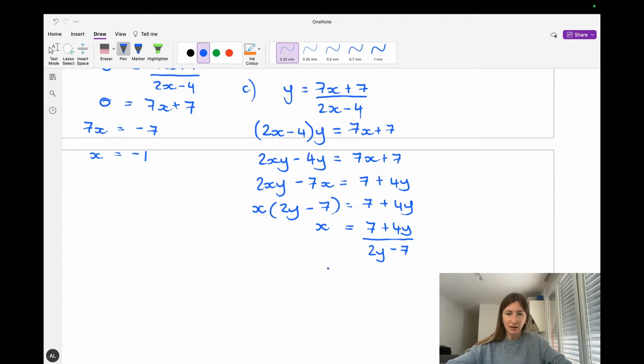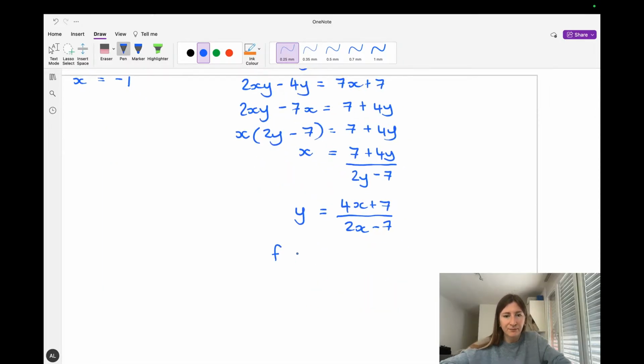All right, so now we have it in terms of x, which is what we wanted. And now finally we can switch the x's and the y's. So we have 4x plus 7, I'm just writing it with the x term in front, and 2x minus 7. There we go. And now that is our inverse function. And don't forget to write it finally with this notation: f of minus 1 of x equals 4x plus 7 over 2x minus 7.